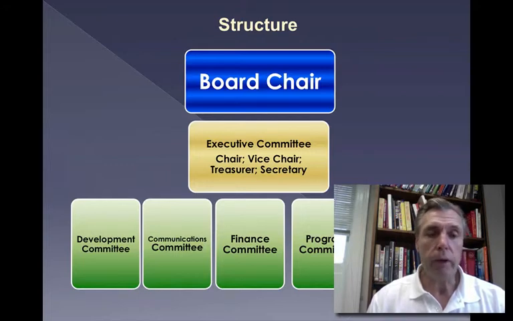Here are 5 committees that you will find in most nonprofit organizations. Development or fundraising. Communications. This committee is responsible for all of the public relations and nowadays for the website of an organization. The finance committee is responsible for the budget of the organization and as well for overseeing the investments of the organization's endowment or its reserve fund.